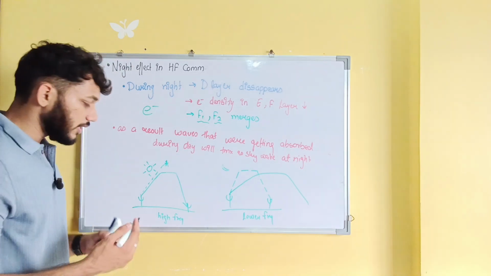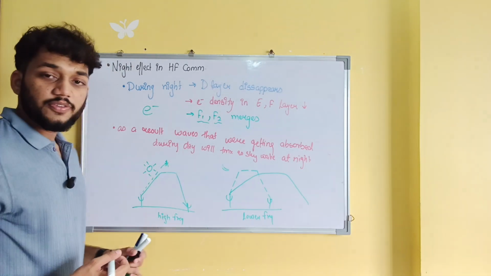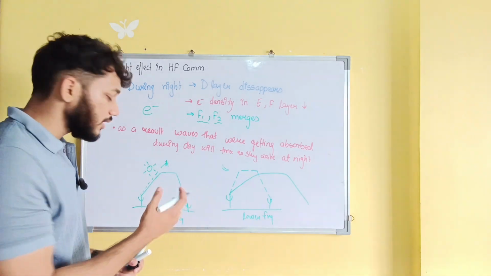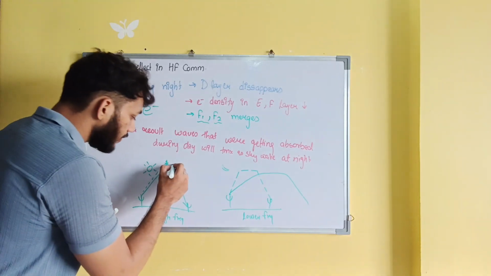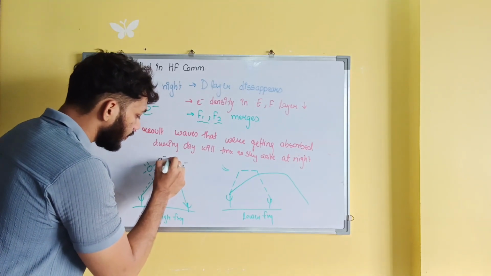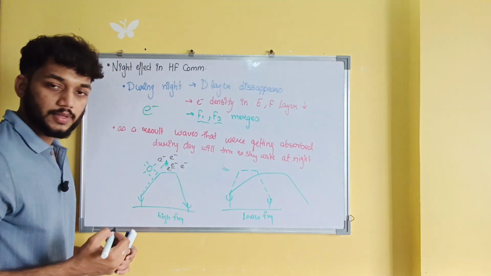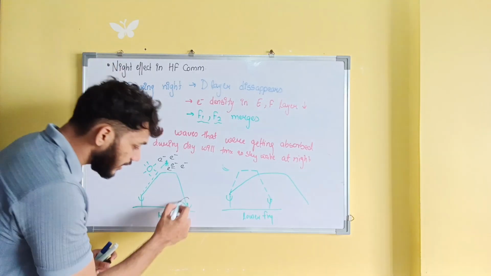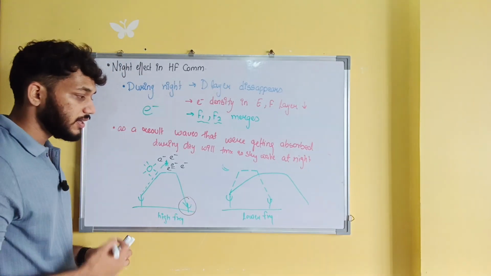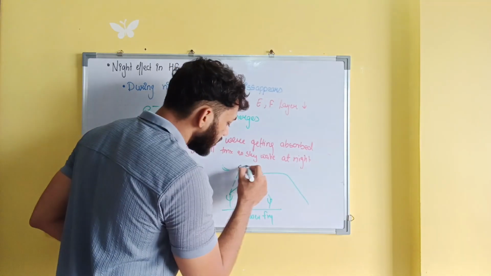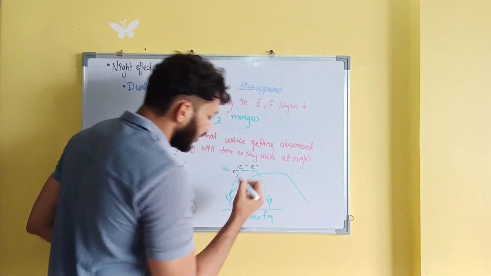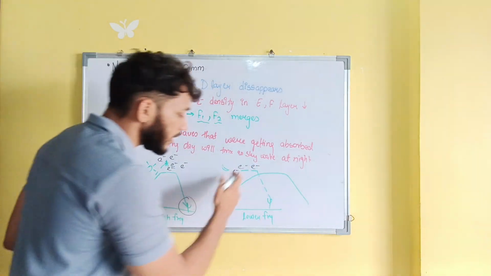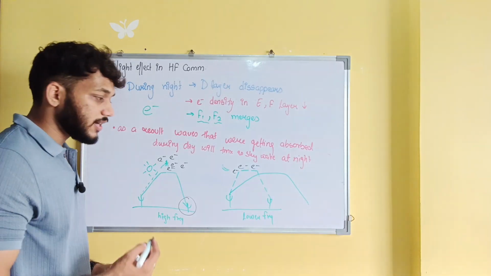So basically during the day, lower frequencies were getting attenuated in the ionosphere because a large number of electrons were present. So only higher frequencies were able to reach the receiver. But during night, due to deficiency of electrons, our lower frequencies are also getting transmitted as skywave.